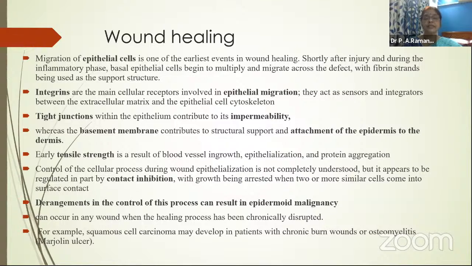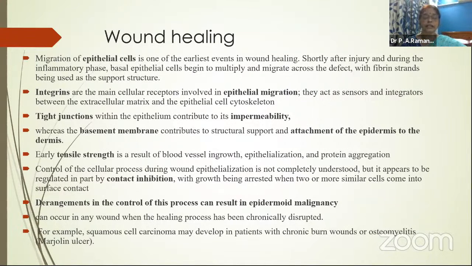In chronic ulcers where the healing process is delayed for a long time, the cells that are reepithelializing, there is a chance that malignancy can occur. For example, in long-standing ulcers like venous ulcers, squamous cell carcinoma can form. In chronic burn wounds or osteomyelitis, or in chronic scars where there is a continuous regeneration process, this contact inhibition is lost, and there is a risk of malignant transformation. So this occurs only in chronic wounds.